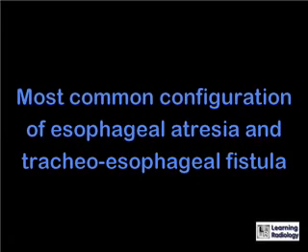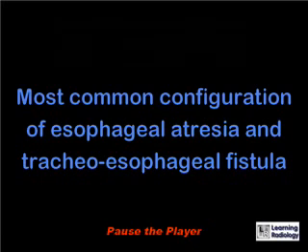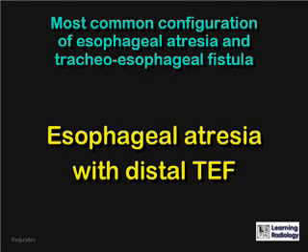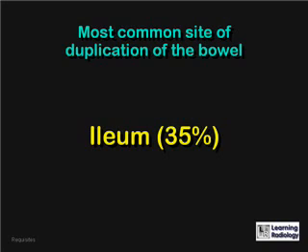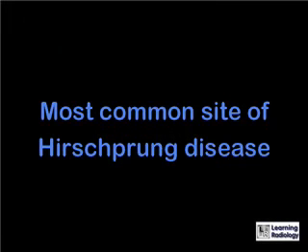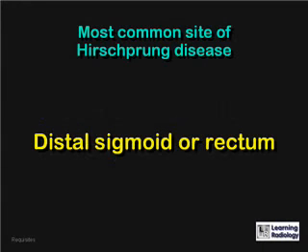What is the most common configuration of esophageal atresia and tracheoesophageal fistula? Proximal esophageal atresia with a distal TEF. What is the most common site of duplication of the bowel? The ileum. What is the most common site of Hirschsprung disease? The distal sigmoid colon or rectum.